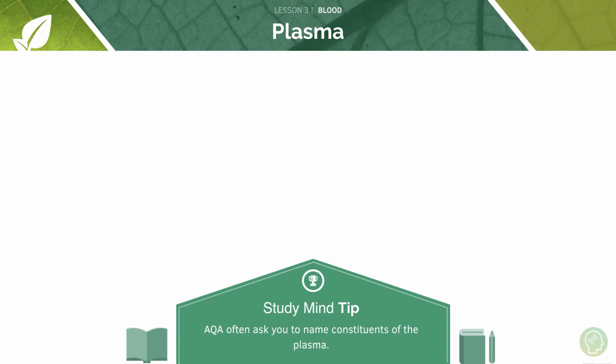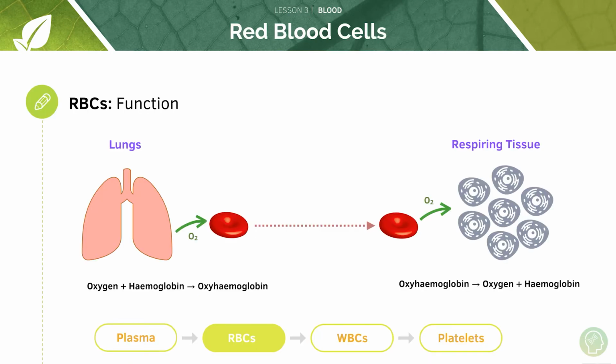So we've looked at component number 1 of blood, which is the plasma. Now let's have a look at the red blood cells. Their function is to transport oxygen around the body.